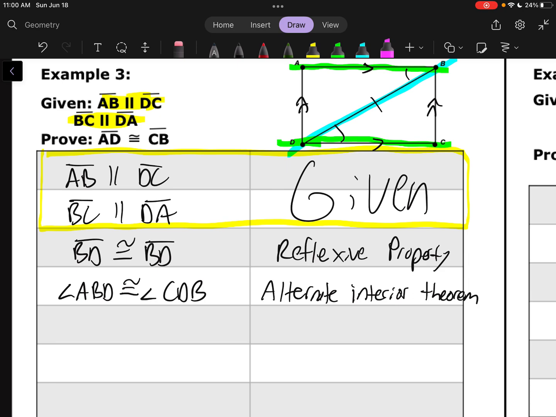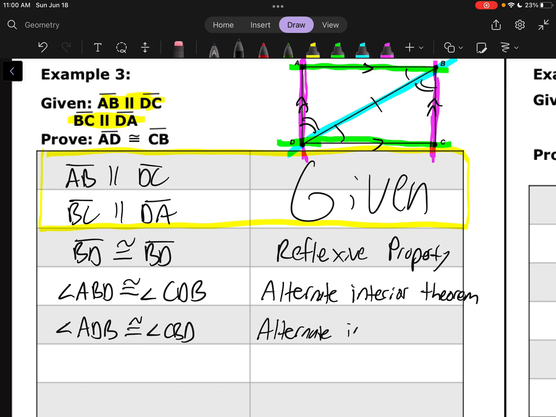Then likewise, if AD is being crossed and is parallel to BC, so looking at the purple lines with the blue transversal, I've got these two angles being congruent. So angle ADB is congruent to angle CBD using the alternate interior theorem.